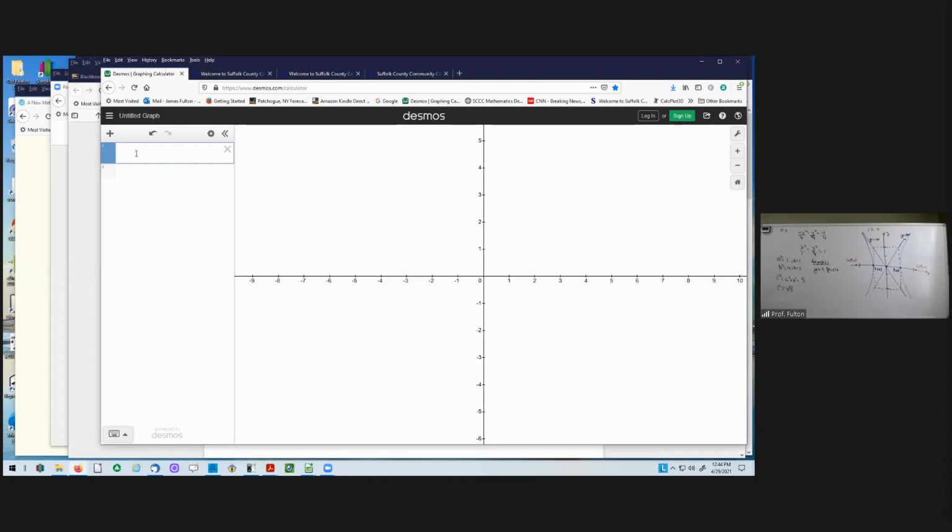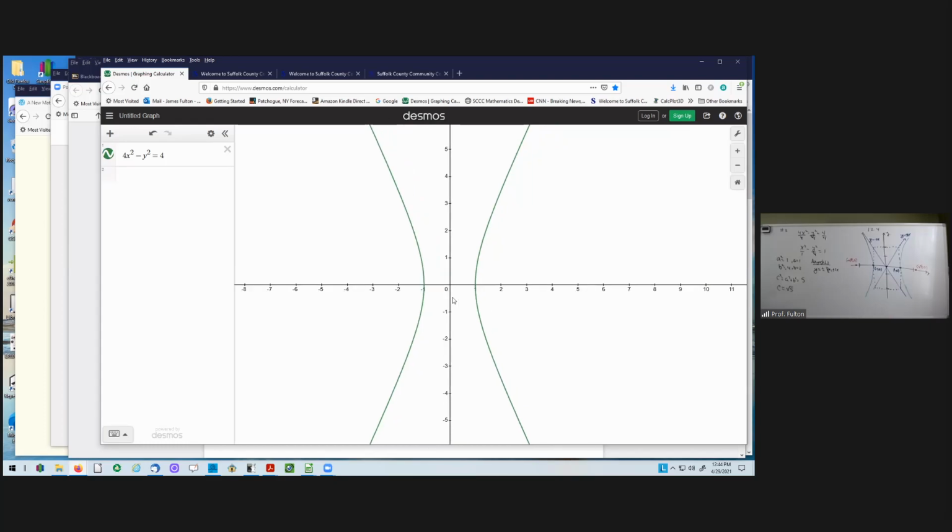So we have 4x squared minus y squared equal to 4. And there it is. Same little graph that I'm showing there. Let's put the asymptotes: y equal to 2x and y equal to negative 2x. And there you go. You can see those are the asymptotes. And you have a box over here that would define this from here to here. It goes from here to there.